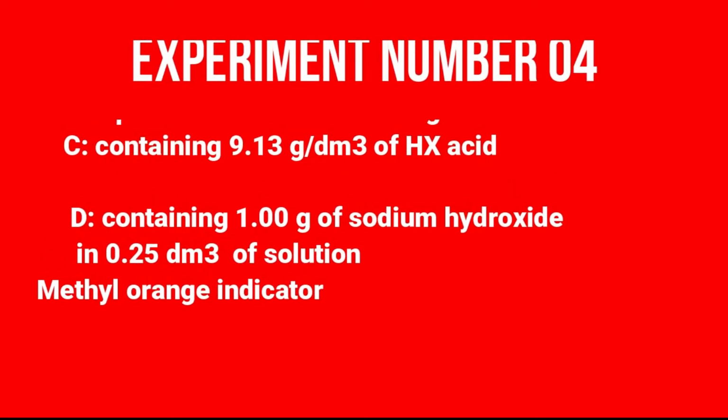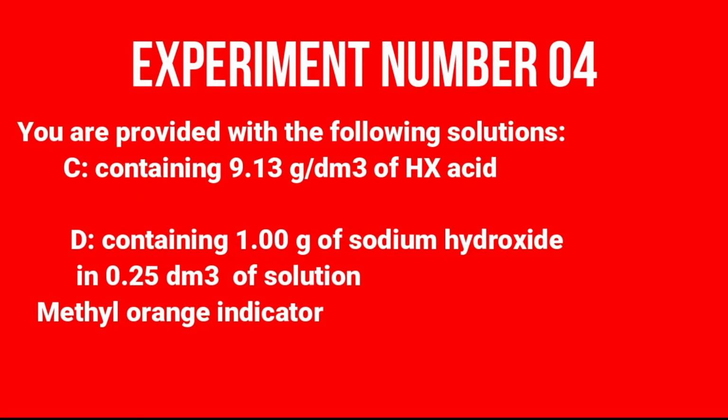In experiment number 4, you are provided with the following solutions containing acid and base. Solution C contains the acid, which has a concentration of 9.13 grams per decimeter cube of HX. We are going to determine the value of X. Solution D contains 1 gram of sodium hydroxide in 0.25 decimeter cube of solution, and we have to use methyl orange indicator for titration. That is our data for the experiment.